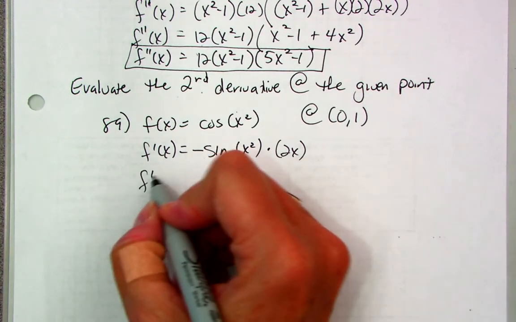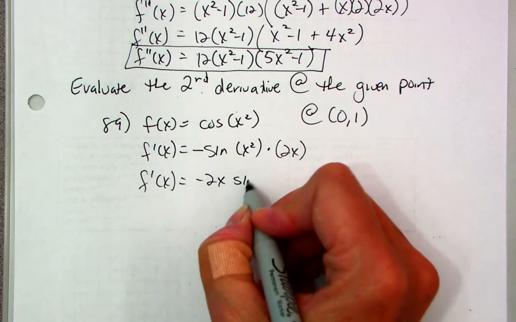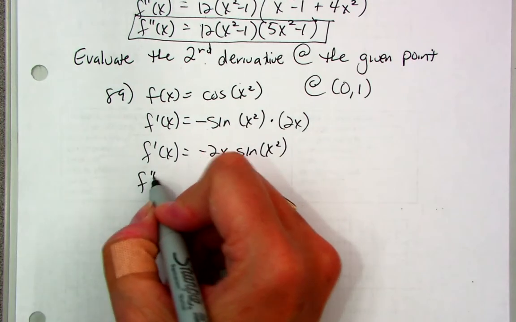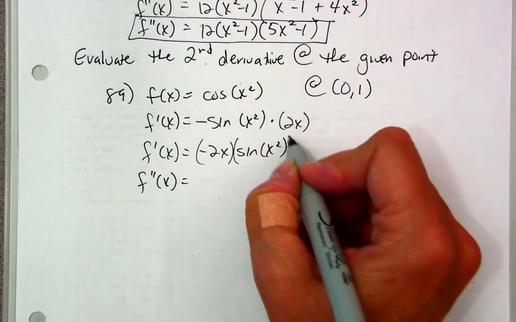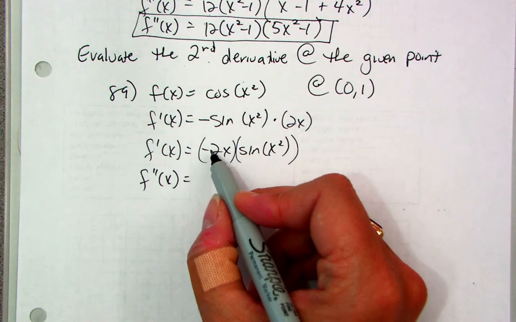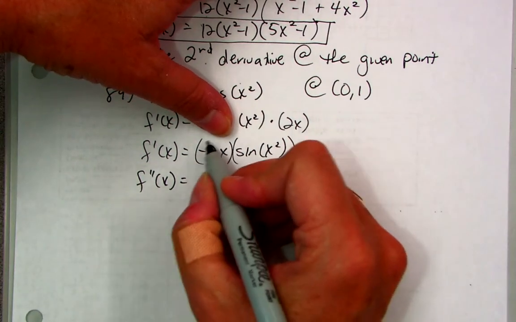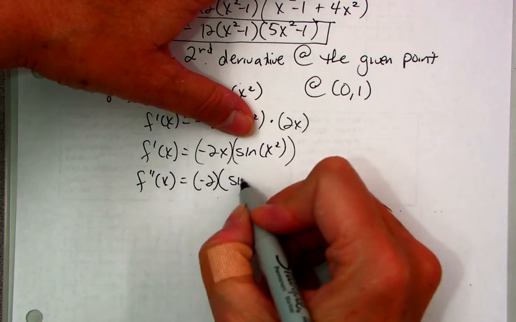I'm going to clean that up a little. Negative 2x sine of x squared. Now I'm going to go ahead and find the derivative. Please denote that this is now product rule, and inside this one we have to use the chain rule. So let's just do the product. This one times this one, each of those functions. Take the derivative of negative 2x, negative 2. Copy the second.